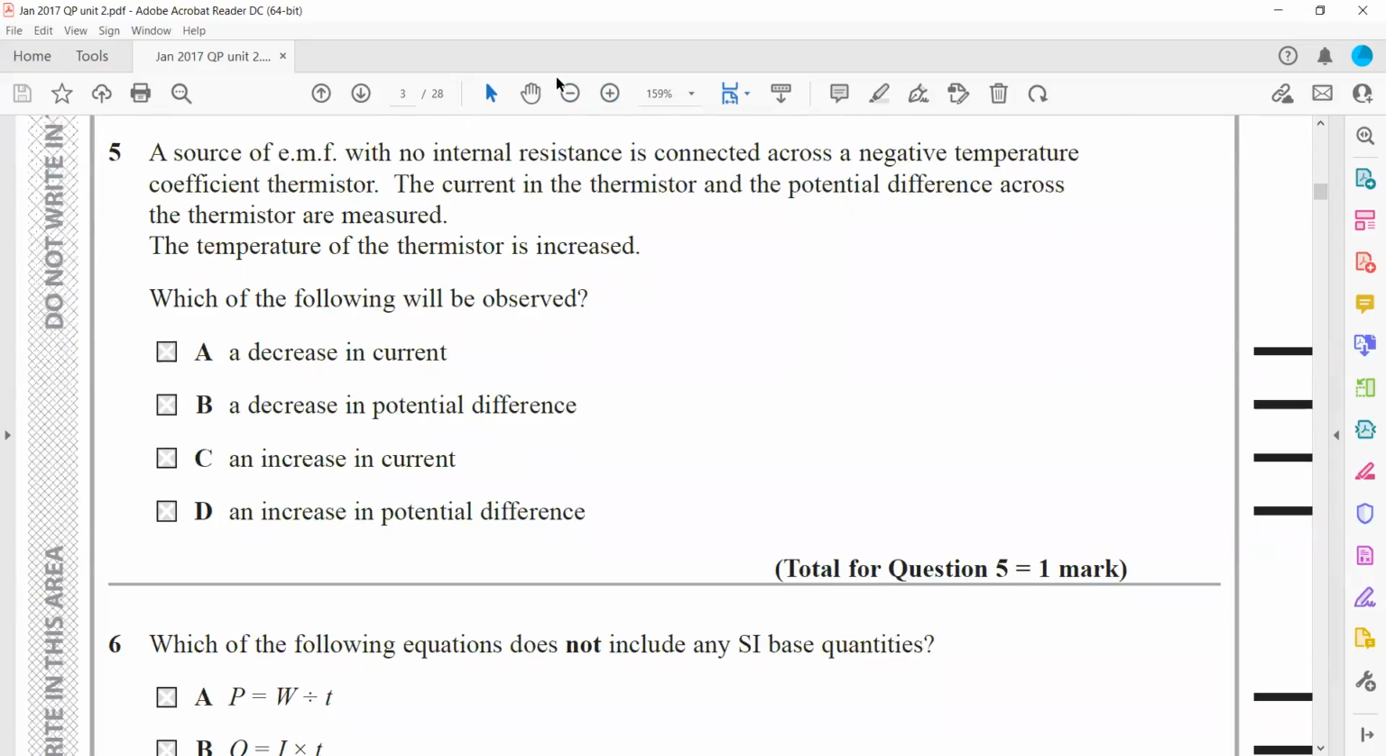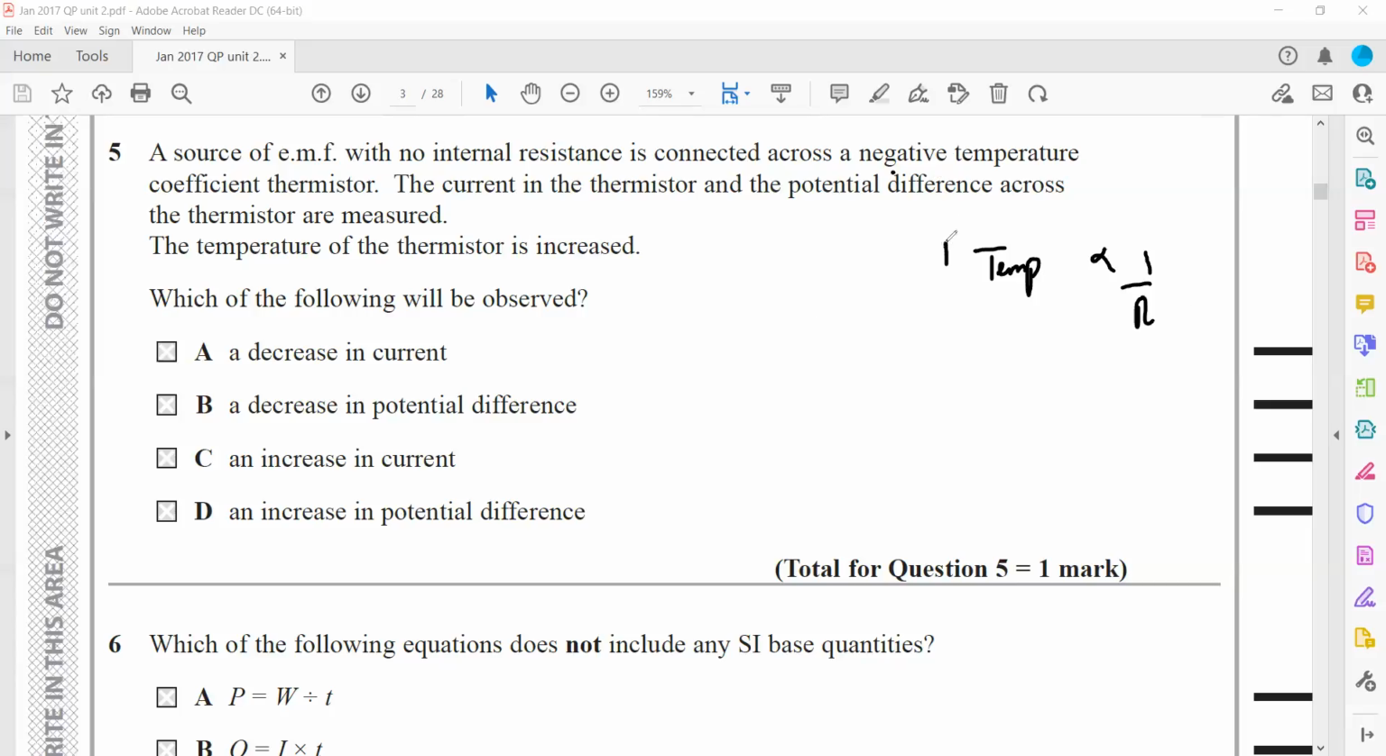Another question: a source of EMF which has no internal resistance is connected across a negative temperature coefficient thermistor. Negative temperature coefficient thermistor means that the temperature and resistance are inversely proportional. The current in the thermistor and the potential across the thermistor are measured, so we measure the voltage and current. The temperature of the thermistor increases. Which of the following would we observe?